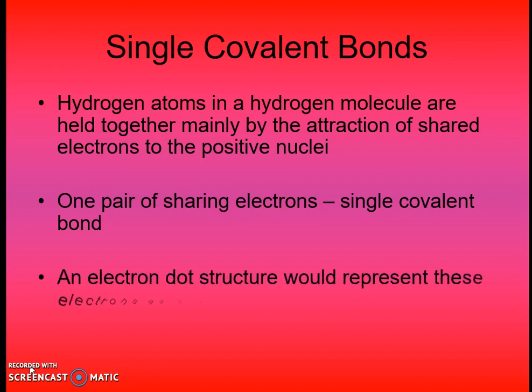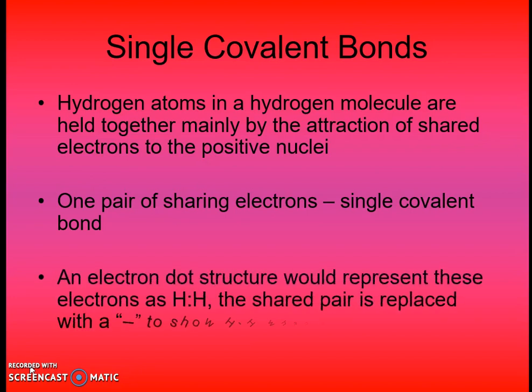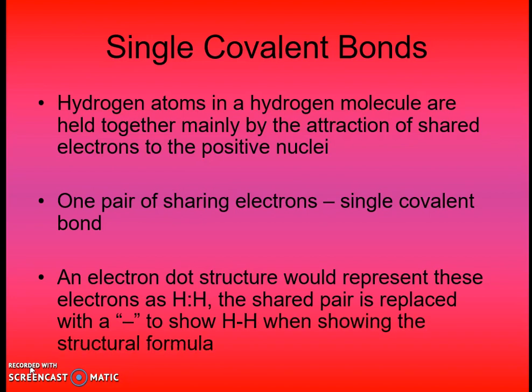When we do that, we show that they're sharing those electrons by putting those 2 dots right between the 2 hydrogens, again indicating that they are sharing those 2 between them. And then when we get to what's called a structural formula, the dots of those 2 electrons being shared are actually replaced with a dash.